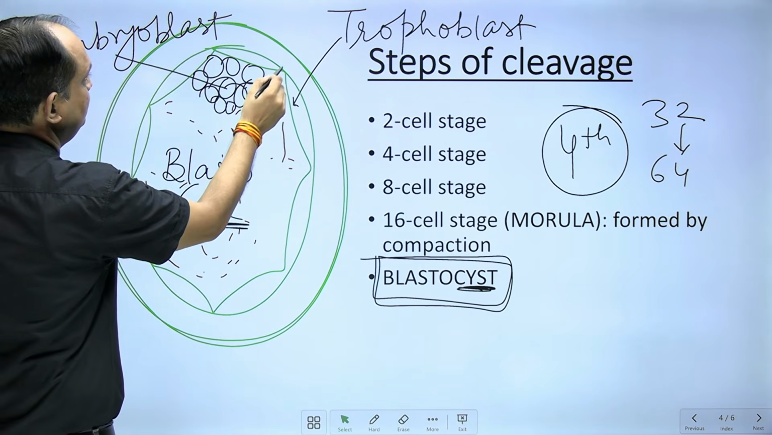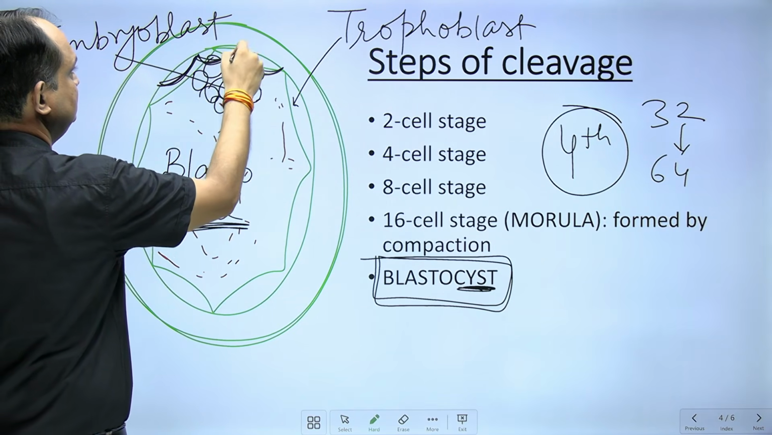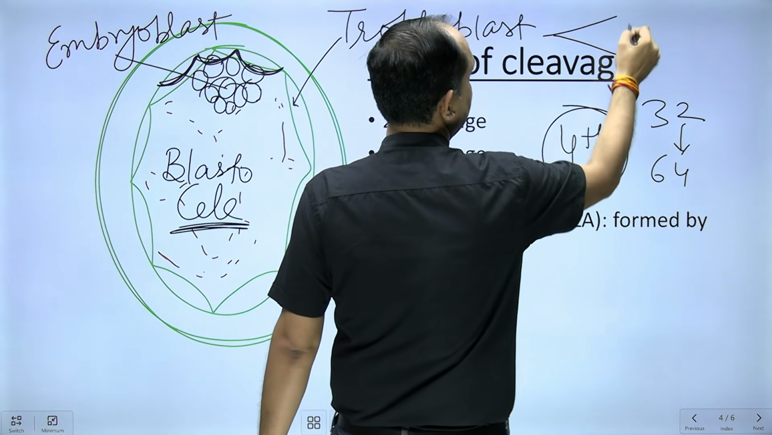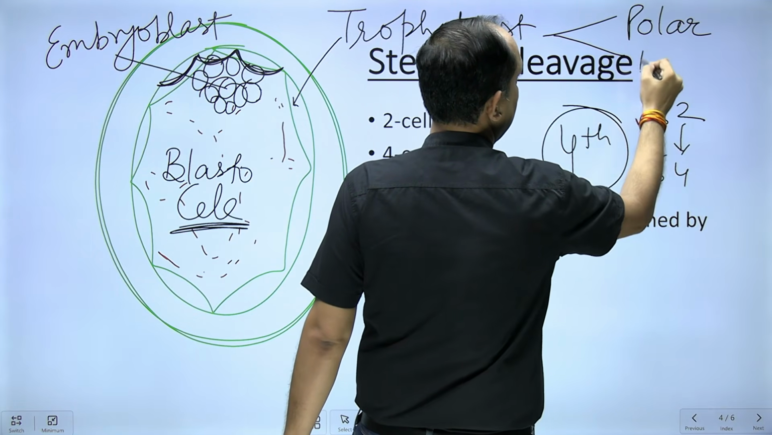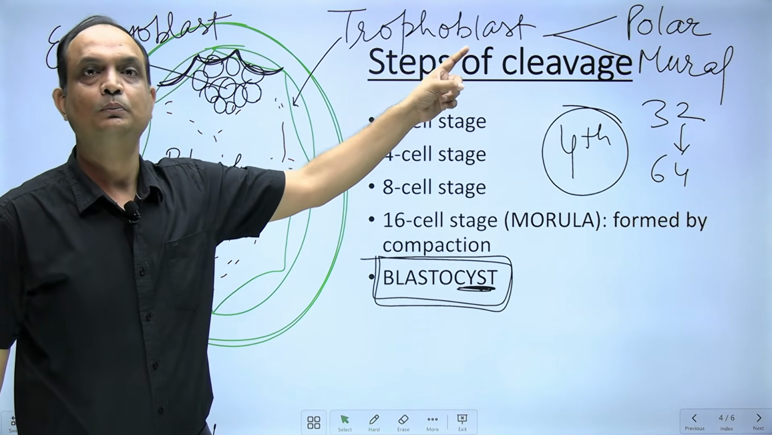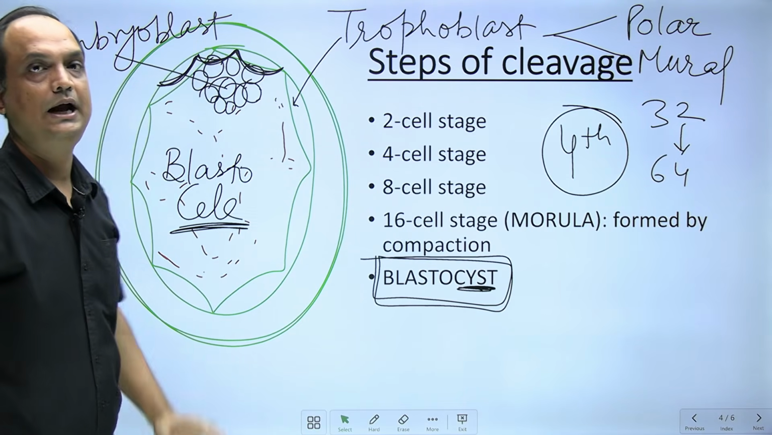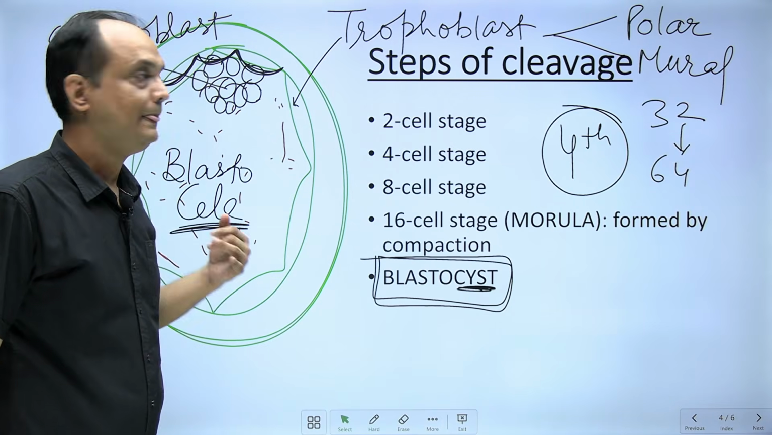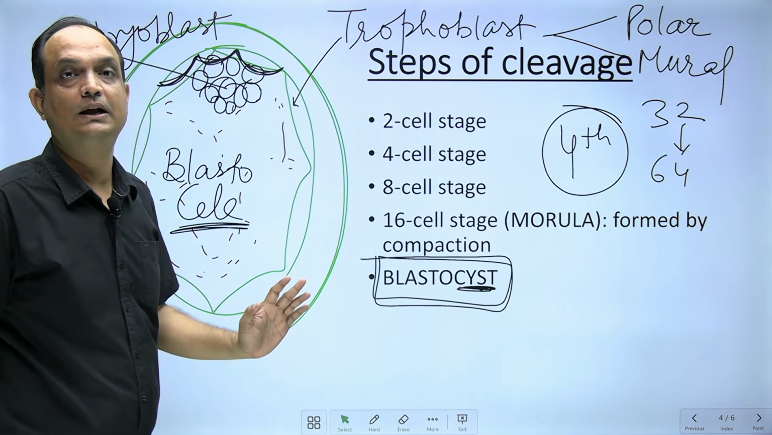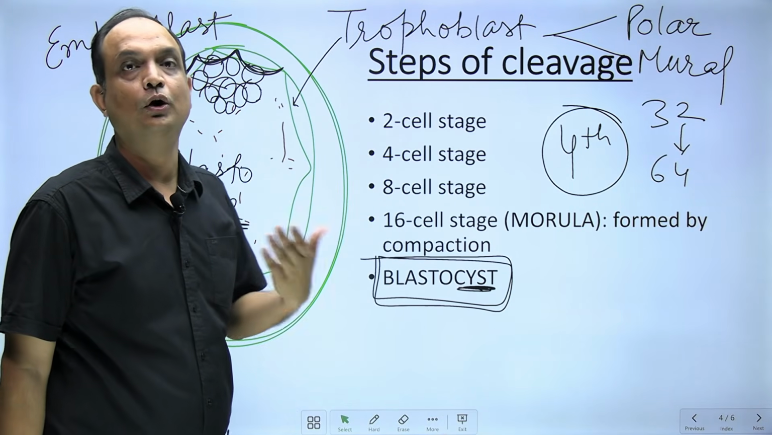There is one more thing, that the trophoblasts are divided into two parts. How? The trophoblasts which are covering this area of embryoblast are known as polar trophoblast. So it is divided into two parts, polar trophoblast and mural trophoblast. What do you mean by polar trophoblast? Polar trophoblasts are the trophoblasts which are directly related to the embryoblast inside the blastocyst, and the remaining layer of trophoblast which is not related with embryoblast cells is known as mural trophoblast. Clear?